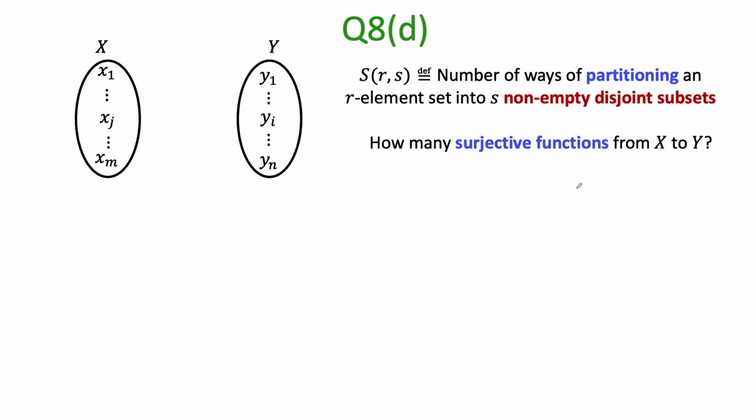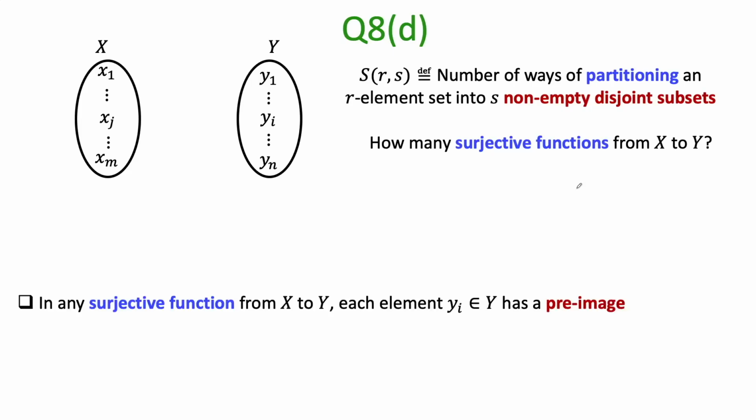Now, using this Stirling function, we have to count the number of surjective functions possible from the set X to the set Y. Since we are interested in finding the number of surjective functions, remember, in a surjective function, each element from the codomain set should have at least one preimage. Well, it can have more than one preimage as well.